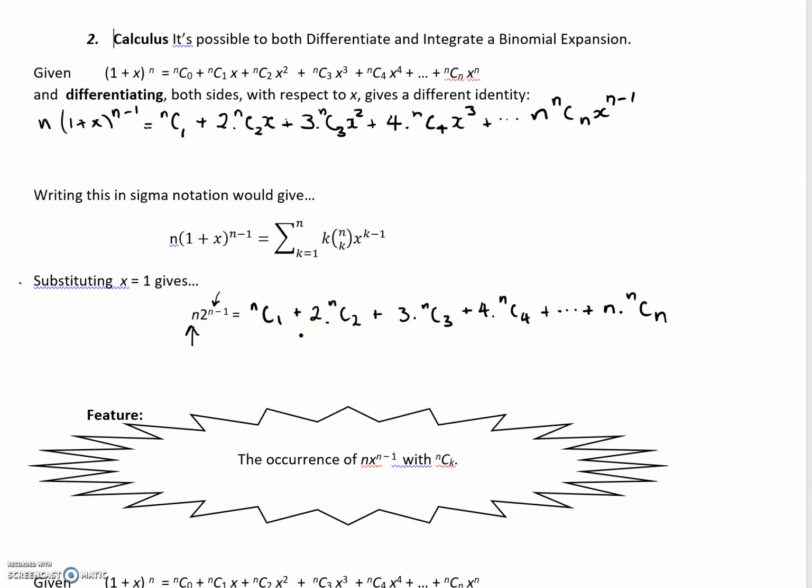So I would say that in both of those, which you'll need to add to your running sheet, in both of those identities, and please include the identity in sigma notation, it would be the presence of this, the nx^(n-1), with coefficients nCk appearing on the right hand side that would alert you to the method of differentiating.